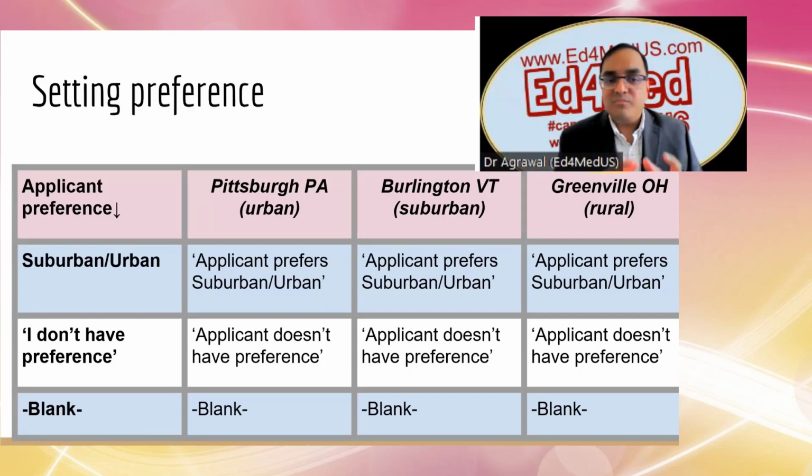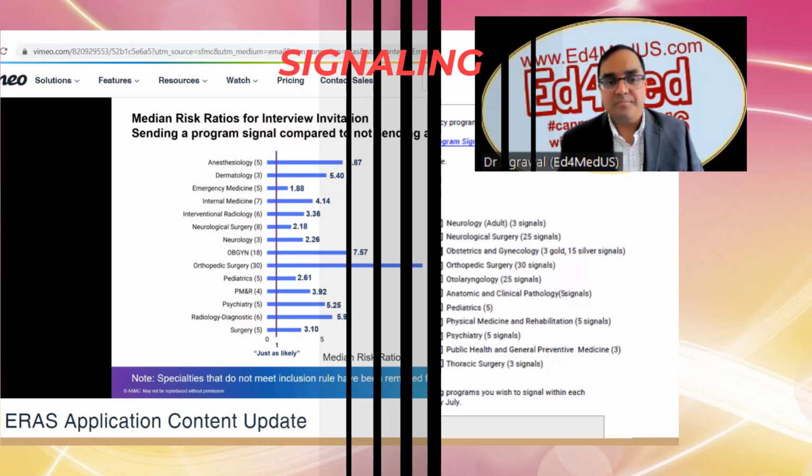Yeah, so don't apply to a rural program if you're choosing the suburban/urban, because this is a message that they'll get, and of course they're not going to invite you if they find out that's not your setting preference.